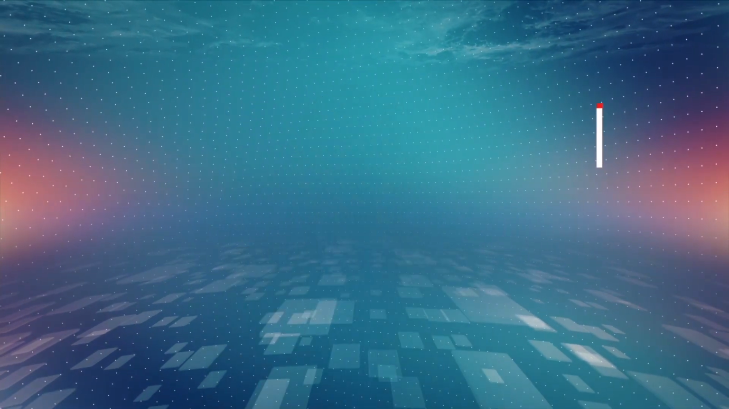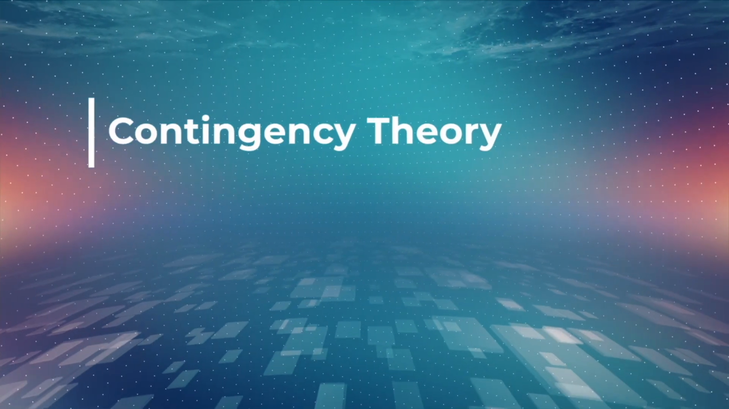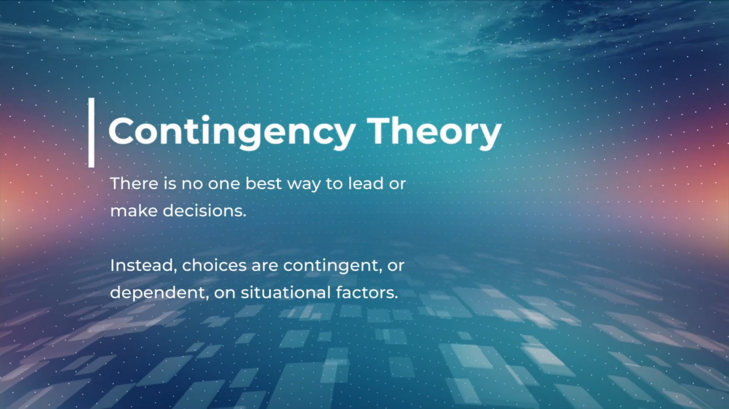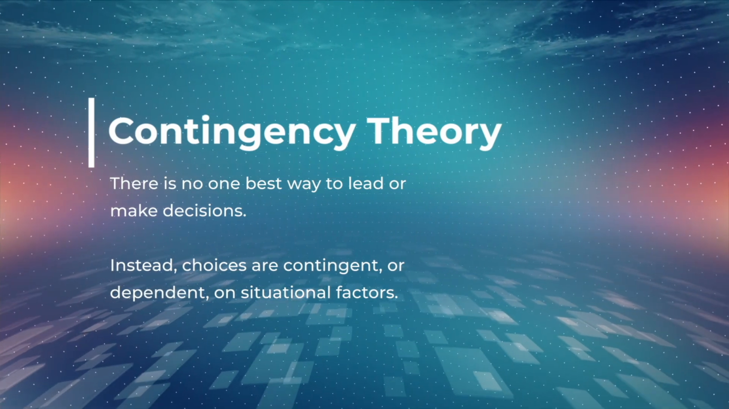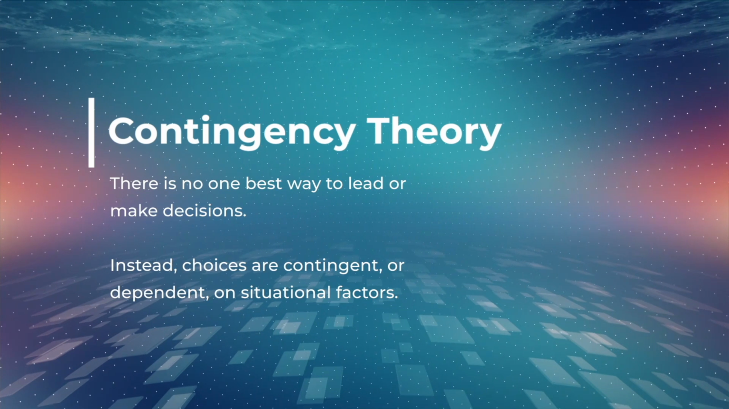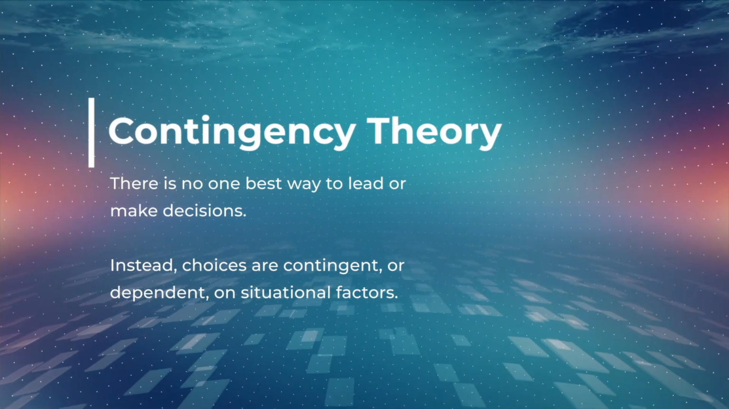You might be thinking, it depends? What kind of vague theory is this? Now, before you come at me, hear me out. Contingency theory argues that there is no one best way to lead or make decisions. Instead, choices are contingent or dependent on situational factors. This is why the theory is named contingency theory, and hence the tagline, it depends.